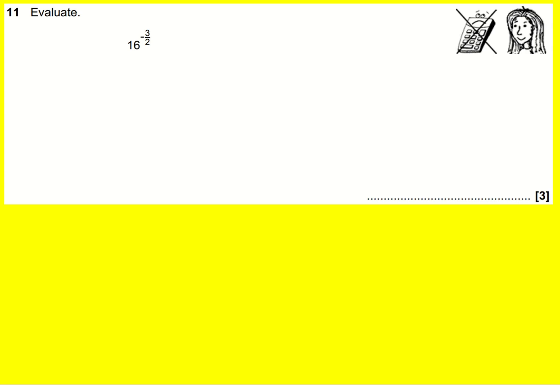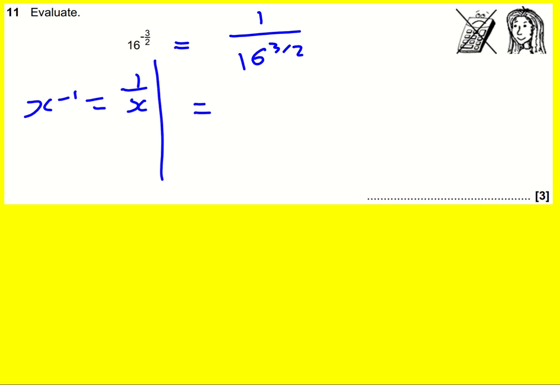Right, so we have 16 to the power of minus 3 over 2. The first thing to do when dealing with this is to get rid of that negative. So remember that x to the minus 1 is 1 over x. So in this case, this will become 1 over 16 to the 3 over 2. Good little start.